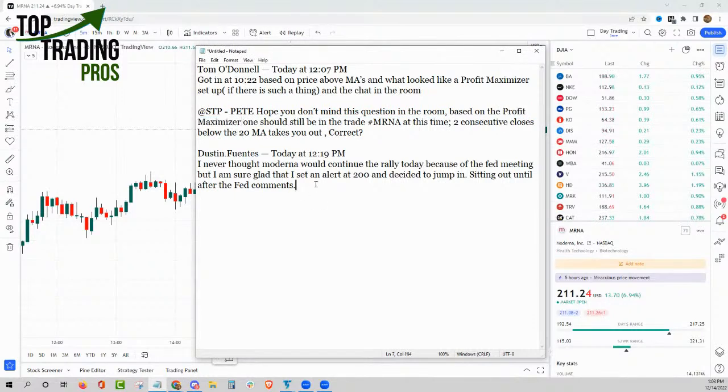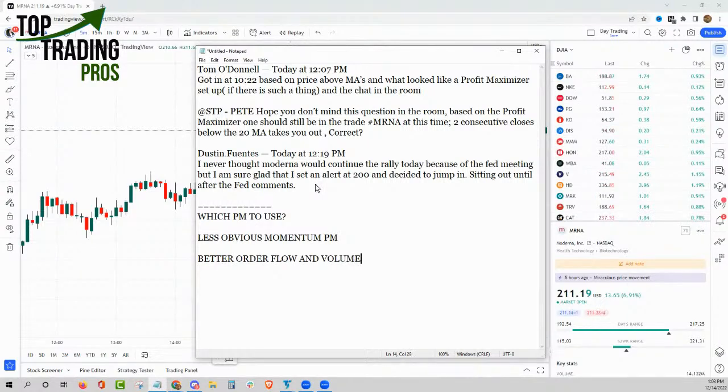So I want to first start out with which profit maximizer. I'm actually going to start out there, right? Which PM to use, right? So less obvious equals momentum PM. Better order flow and volume equals trend PM.